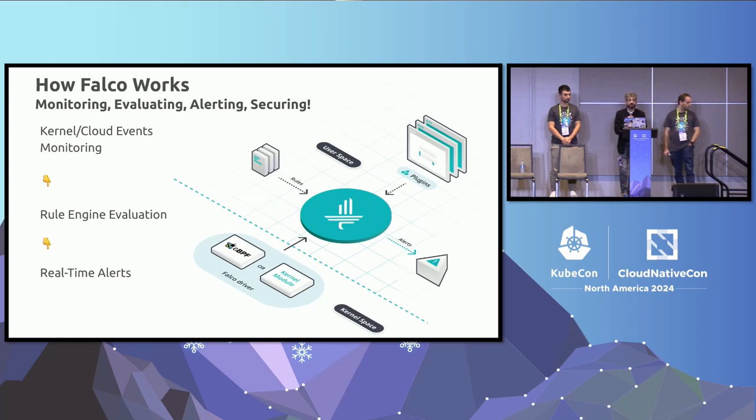Now, let's look at how Falco works. Falco monitors kernel or cloud events through plugins, capturing the activity in your environment, then enriches these events with contextual metadata, like container information or Kubernetes metadata. Then it evaluates them against defined security rules to detect anomalies. If suspicious activity is detected, Falco generates real-time alerts, notifying you immediately. Falco can also forward alerts to any service, or, as we will see later, can even react automatically. This continuous process provides you deeper visibility and contributes to the security of your cloud application.